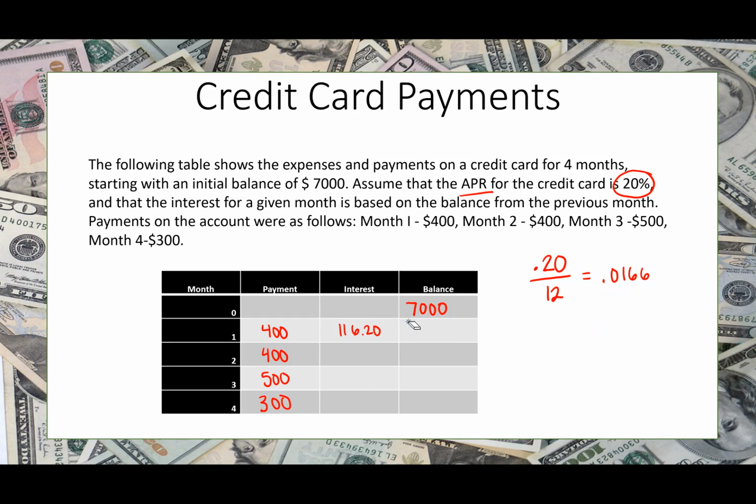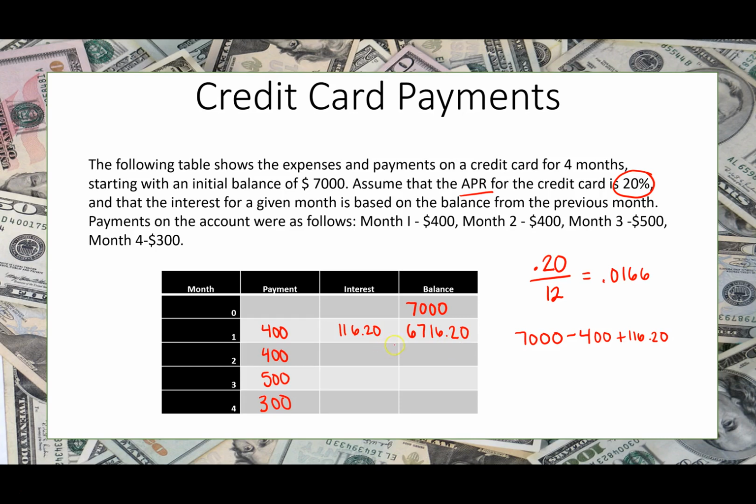All right, so how do we figure out what our balance is going to be for the first month? Well, we take our 7,000 and we subtract 400 because we paid that off. We're giving the bank $400. But unfortunately, we have to pay interest, so we're going to add 116.20. So let me do that. That's 7,000 minus 400 plus 116.2. And so now my balance is $6,716.20. It did say 0.2 in my calculator, but that is the same thing as 20 cents.